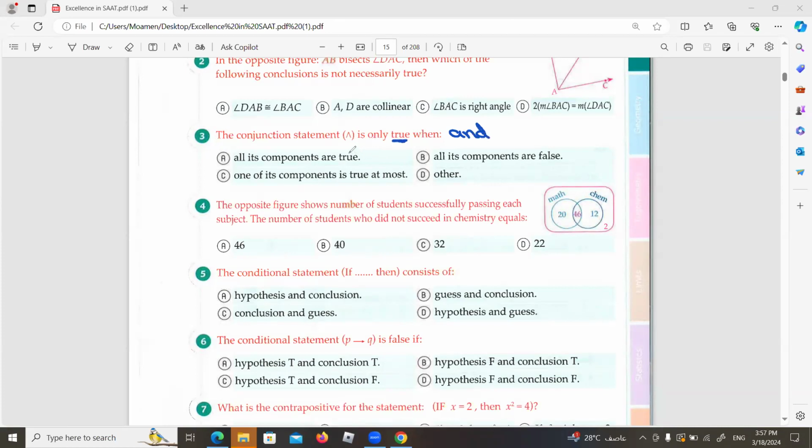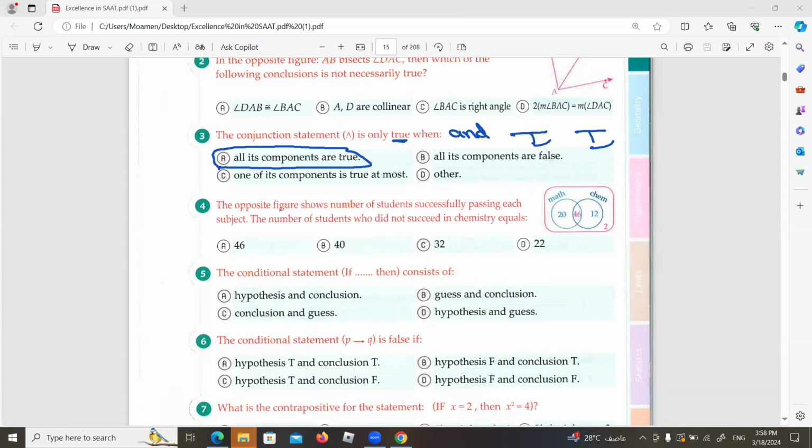It is only true when, recall with me, in the conjunction all are false except true and true. So all the components, the hypothesis and the conclusion, are true. So in the conjunction all are false except true and true.